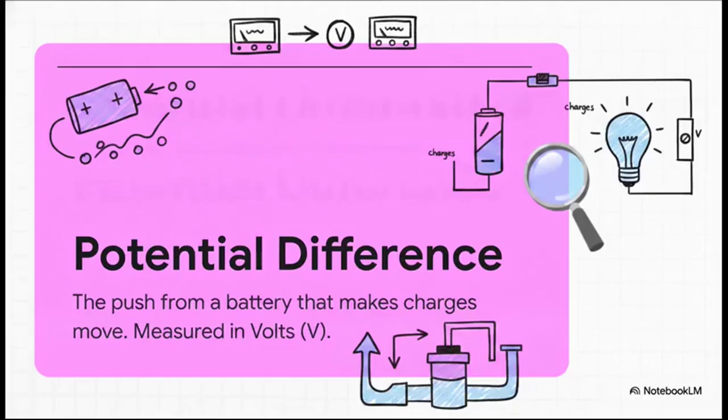But think about it. Water doesn't just flow on its own, does it? It needs a pump. Well, in an electrical circuit, the charges need a push too. And that push is called potential difference, or voltage. This comes from a battery or a cell. Without this crucial push, the charges just sit there doing nothing, and your light bulb stays totally dark. Mathematically, it's V equals W over Q, which is just the work done to move a unit charge from one point to another. And we measure this vital push in volts.